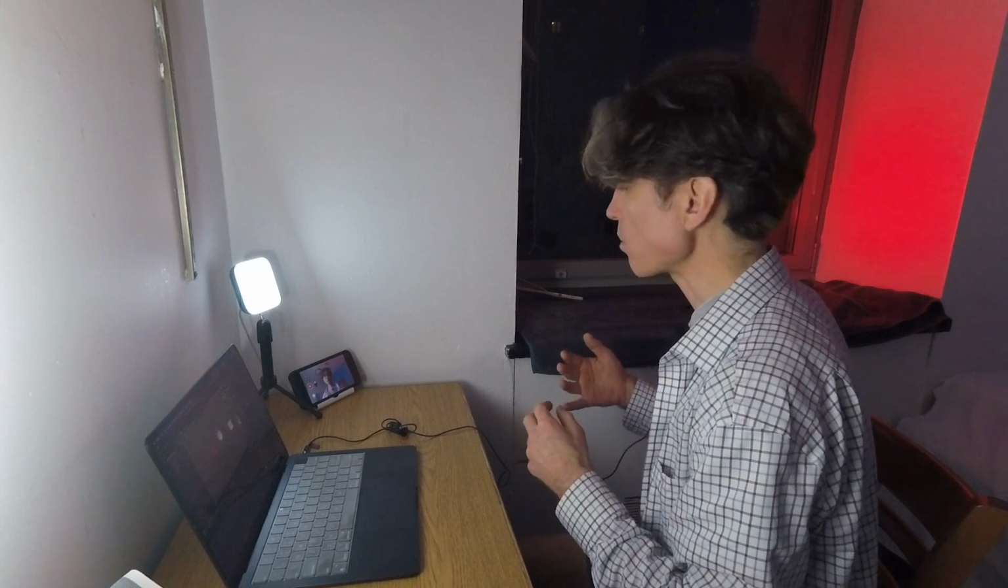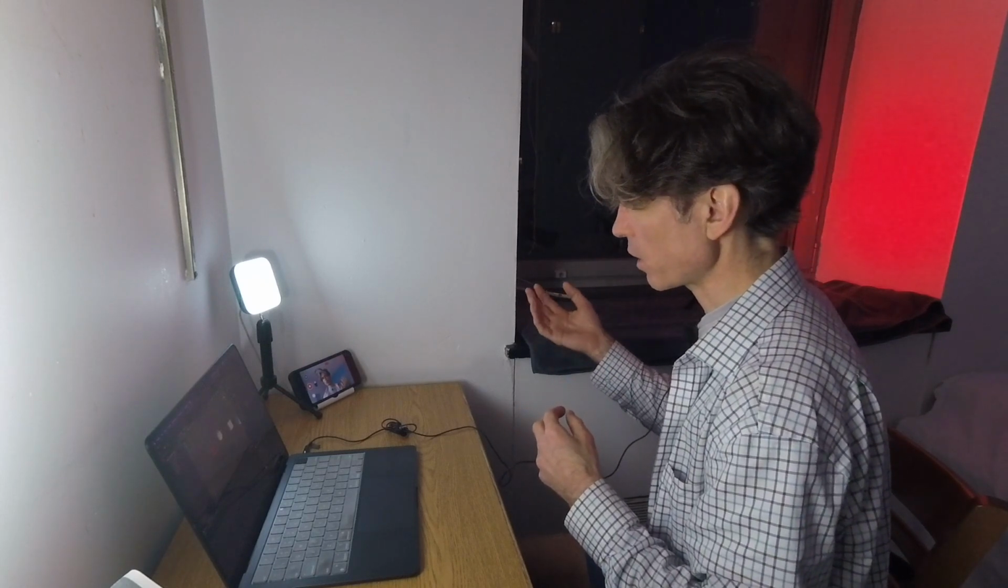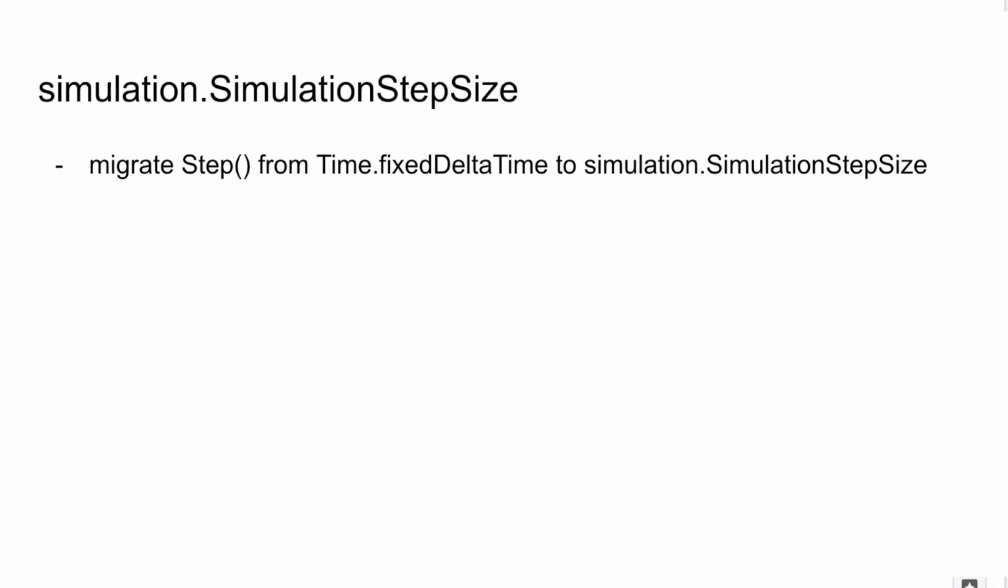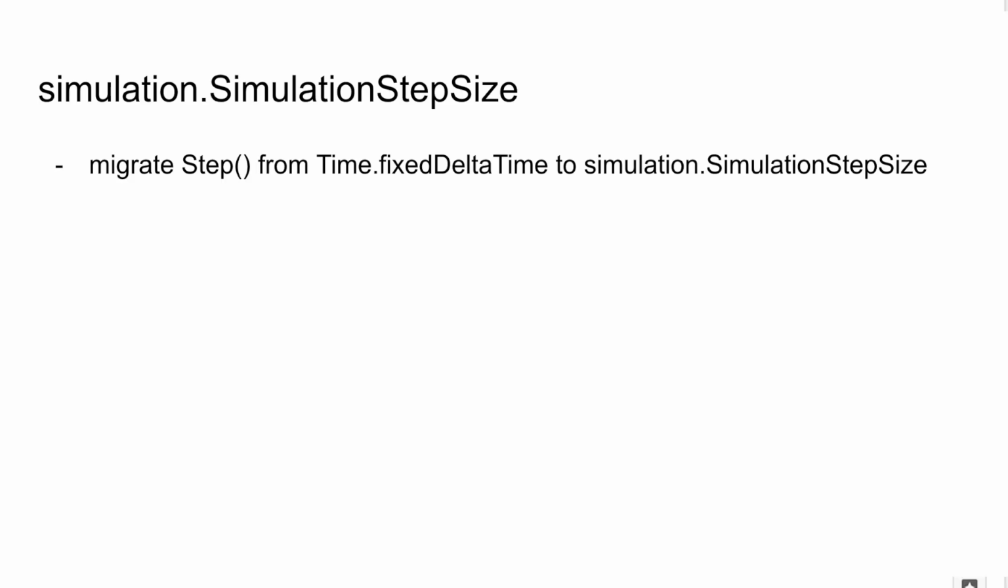We can no longer use the fixed delta time when we're updating positions in our scripts. We should multiply by simulation.SimulationStepSize. All right, so that's the task. We need to migrate step from time.fixedDeltaTime to simulation.SimulationStepSize. If you'd like to attempt the task, then please pause the video.